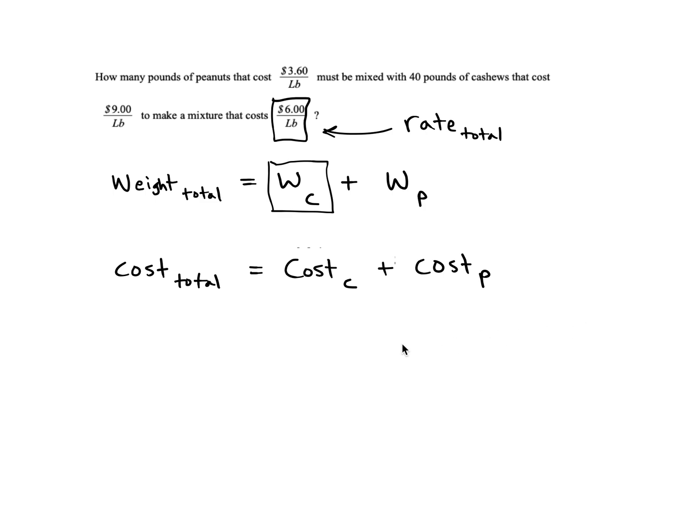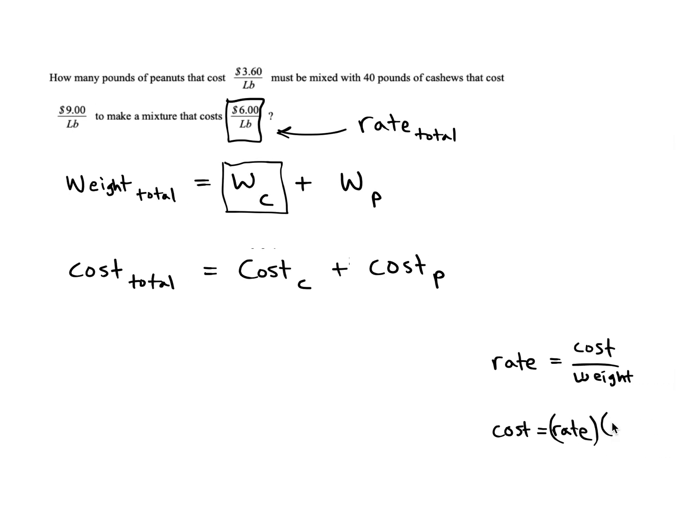Now, we said before that a rate in this situation would be calculated by the total cost divided by the weight. So if we rearrange it, we find that the cost is going to be the product of a rate times a weight. And that means that we can actually substitute this in place of where we have a cost in our formula. Okay, so let's try that.